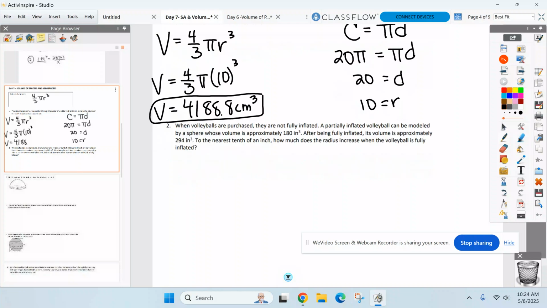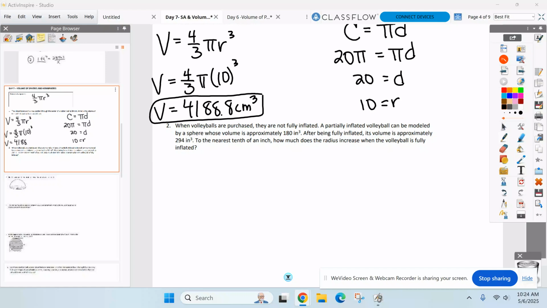All right, moving on. A couple volleyballs. Volleyballs in the shape of a sphere. I give you the volume of both. How much does the radius increase from the partial to the fully? Okay. So I'll give you the volume, and I want to know how much. I don't want to know what each radii is, but how much did it increase going from the partially to the inflated? So let's talk partial first.